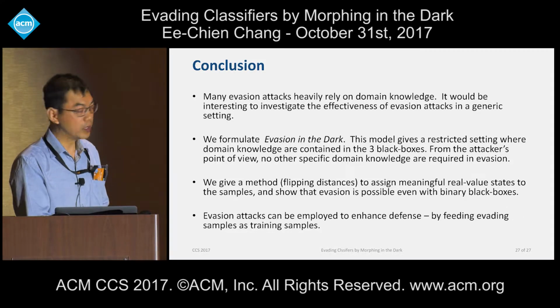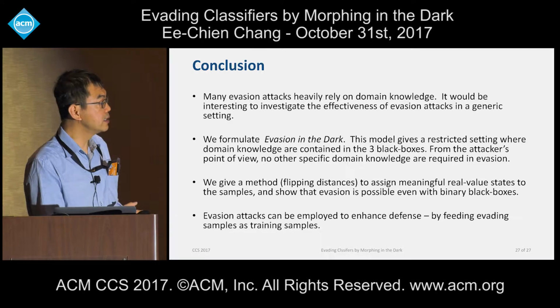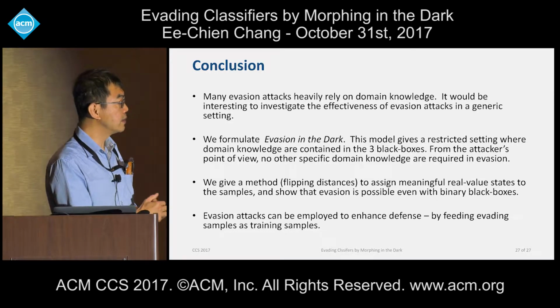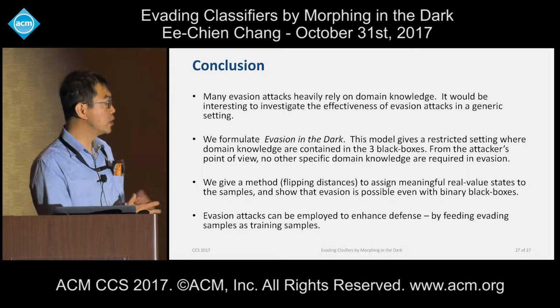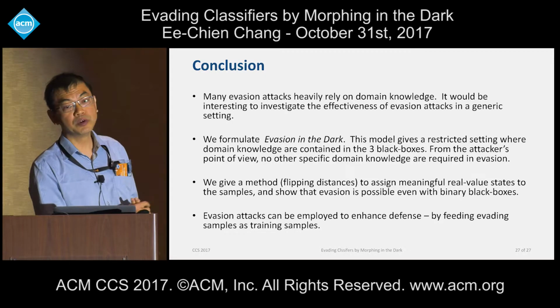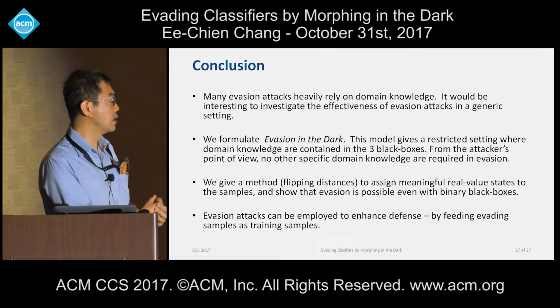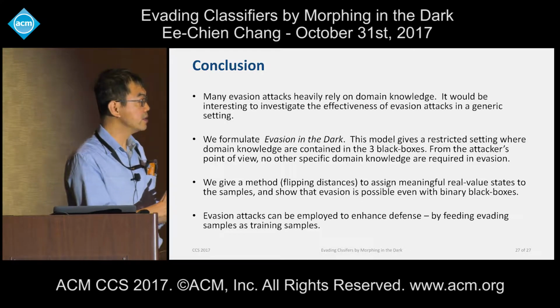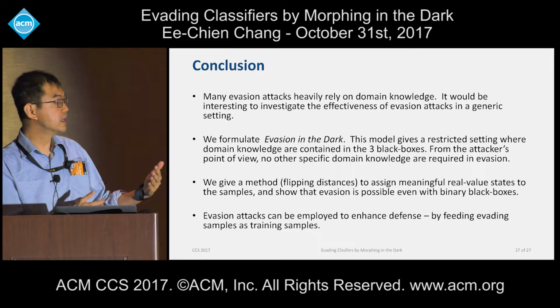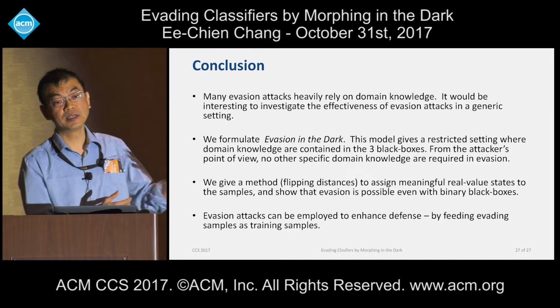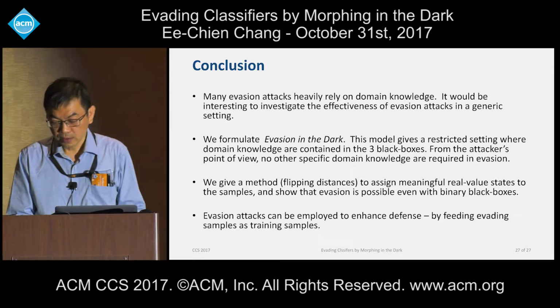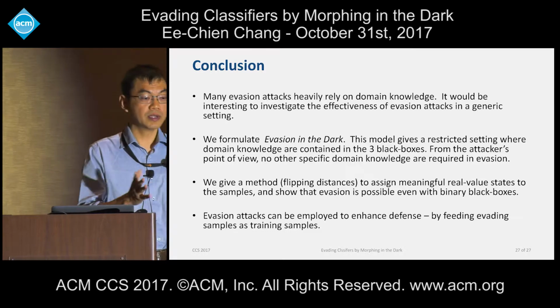We also give a method to assign a meaningful real-value state to the samples, and we show that evasion is possible even with binary black boxes. Although we focus on attacks, this method can be employed to enhance defense, for example, by feeding the evading samples as training samples. With that, I end my talk.